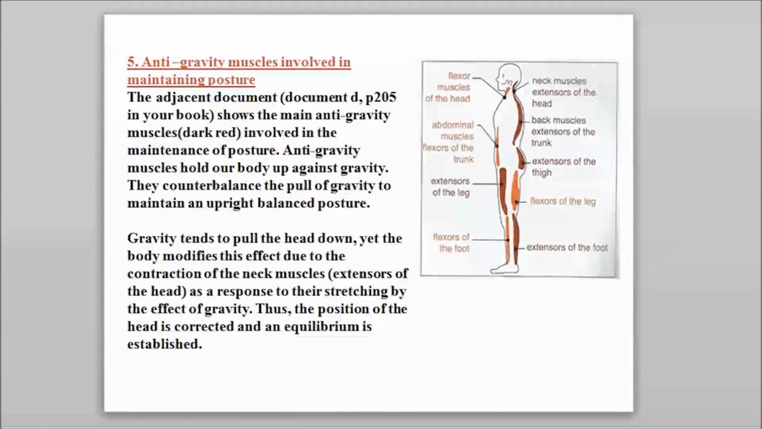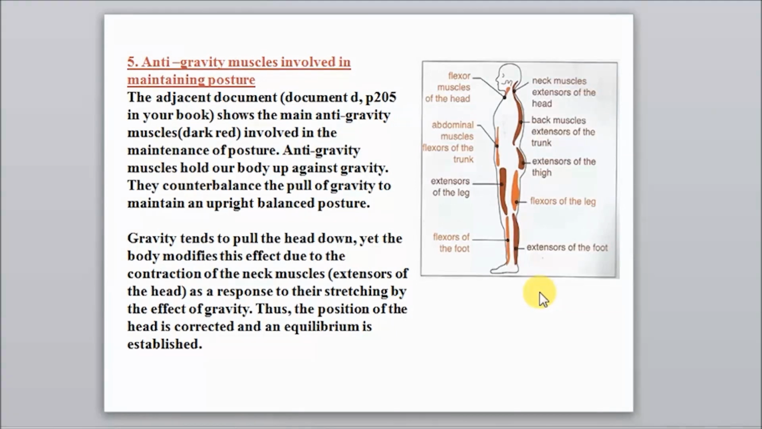As you would recall, the question here is, how is a myotatic reflex involved in our daily life in maintaining posture? This notion is going to be explained in slide 8, which is showing the main anti-gravity muscles in our body. So let's have a closer look at the document. As you would observe here, the adjacent document is showing the main anti-gravity muscles, which are colored in dark red, involved in the maintenance of posture.